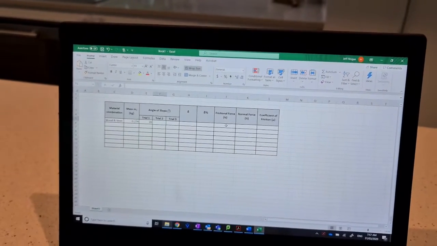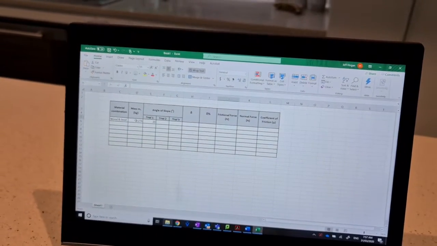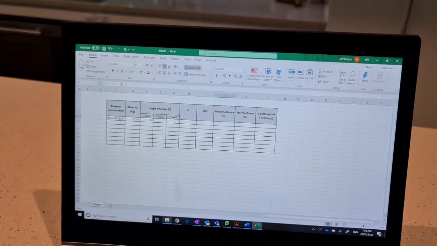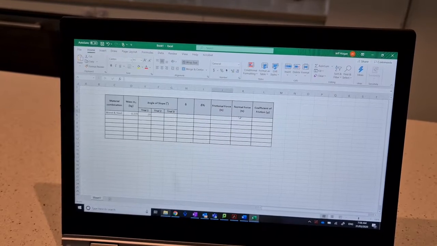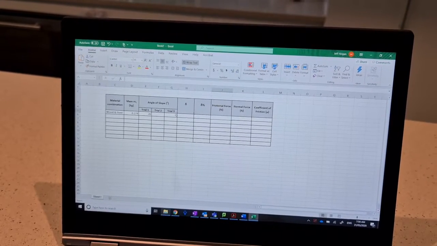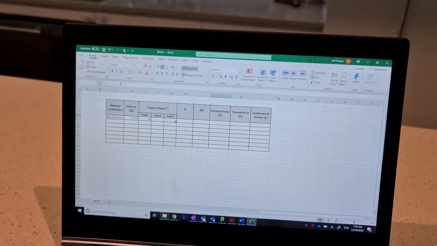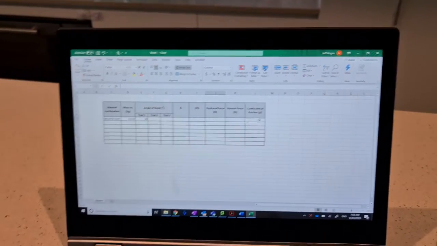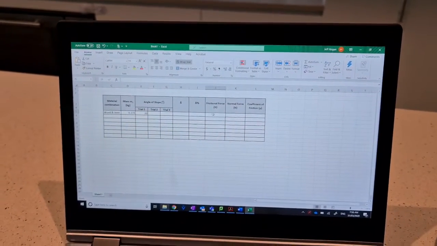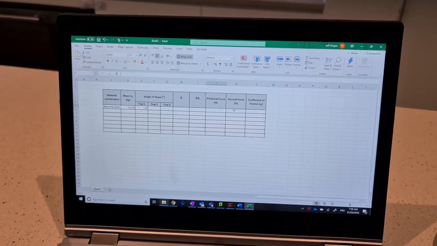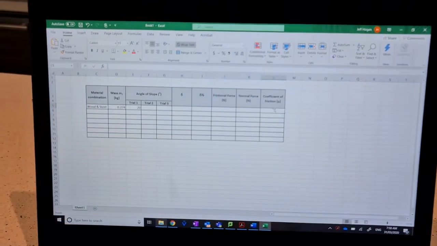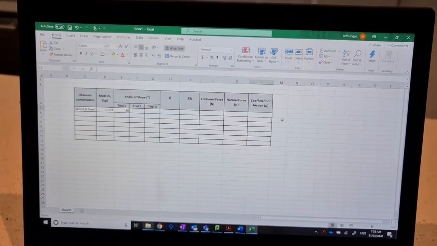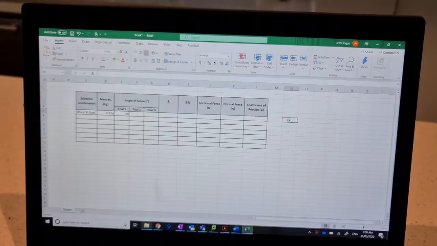Calculate the friction force: it is the mass in kilograms times gravity times the sine of the angle of your slope, and the normal force is mg cos theta, so cosine of the angle of your slope. From there you can just do the frictional force divided by the normal force, and that will be the coefficient of friction. So you guys can set all of that up in Excel using formulas. I can show you guys how to do that in our lesson a bit later on.